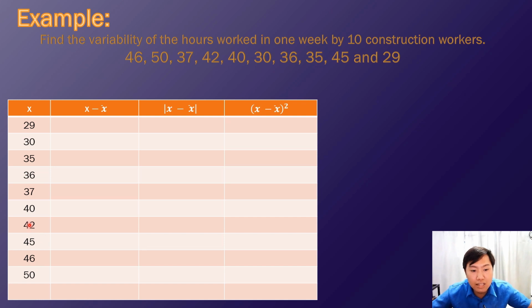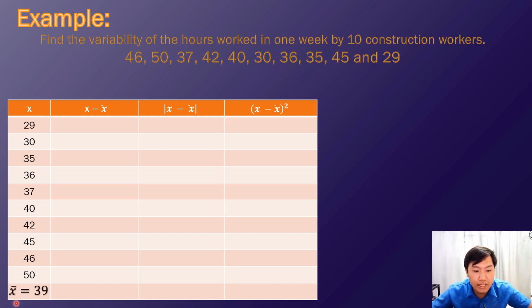Now, ang una natin gagawin ay hanapin natin ang mean ng ating data. So para mahanap natin ang mean, we must add all the data from 29 to 50 and then divide it by 10 since meron tayong 10 data or 10 construction workers na nakalagay dito. So let's find the summation of x. So summation of x divided by 10, magkakaroon tayo ng sagot na 39.